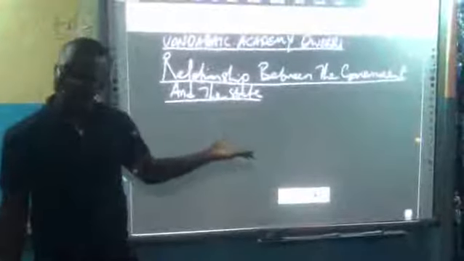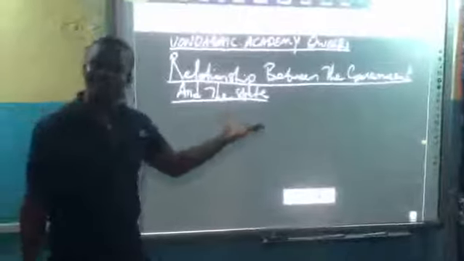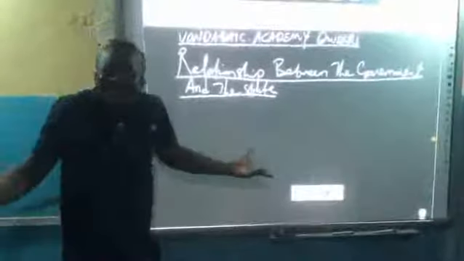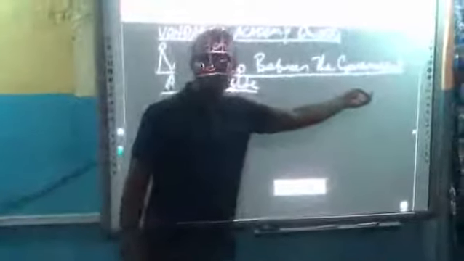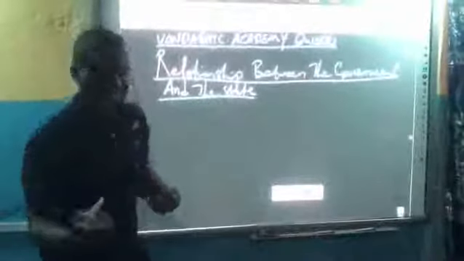Mark you, students, the state simply means the state is an abstract entity. You can't touch the state. You can't feel the state. So the state cannot be if there is no government, if there is no body of people vested with power and authority to regulate the activities of the entire people.